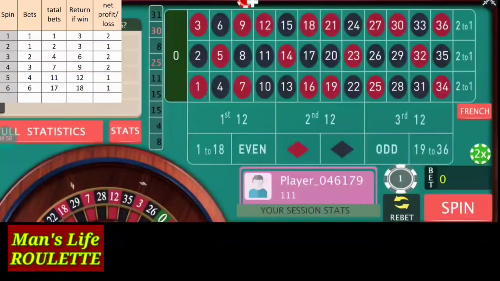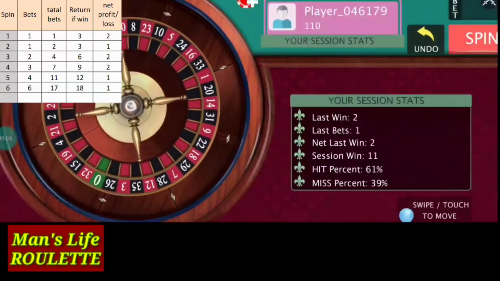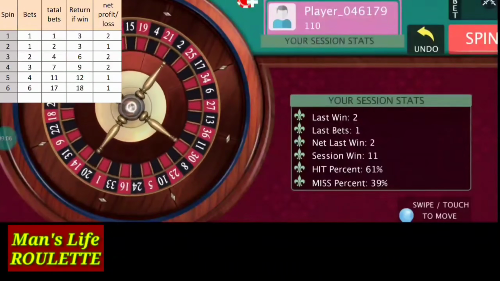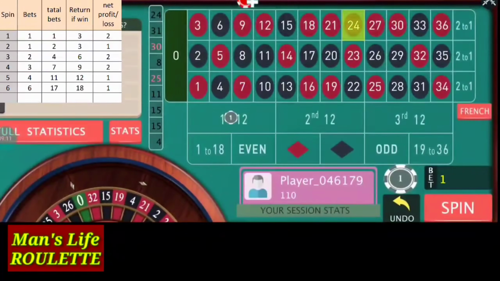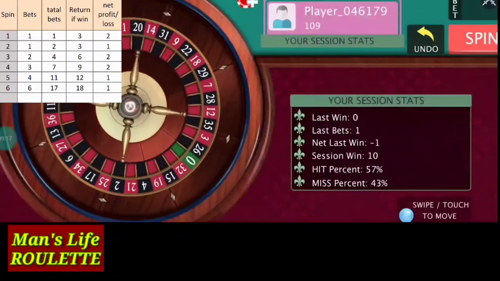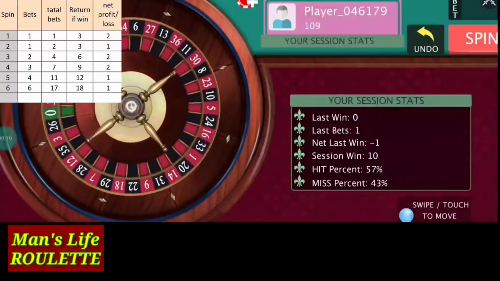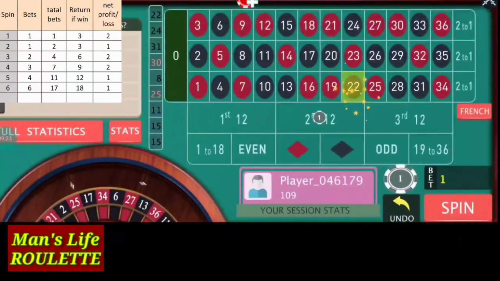So let's try another cycle. This time I have decided to go with the first dozen. This is the first spin of this fresh cycle. I lose here. So I have to move to the second spin, that is also $1, and I am putting my bets at the second dozen. It's 22, and I win this time also. So this cycle is also completed.